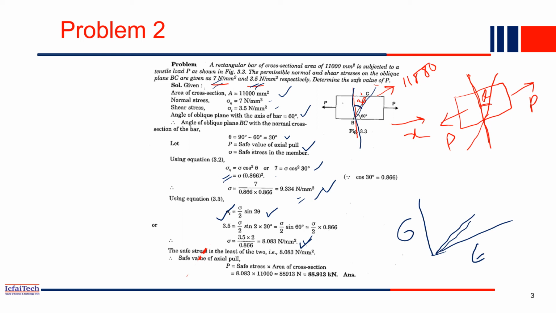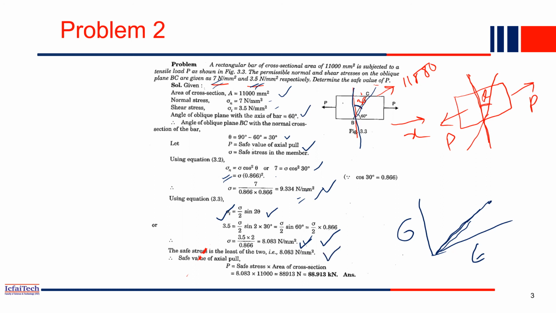At the beginning it is zero, and as you increase the load P, the stress also increases. After a certain point, when the stress reaches 8.083, this oblique plane will fail because it reaches its maximum permissible value. So whichever is lesser, there your section will fail. That will be the maximum stress that section can take. So the safe stress will not be 9.33 but 8.083, because when the stress reaches this value, only then will your material collapse. So the safe stress will be this much.